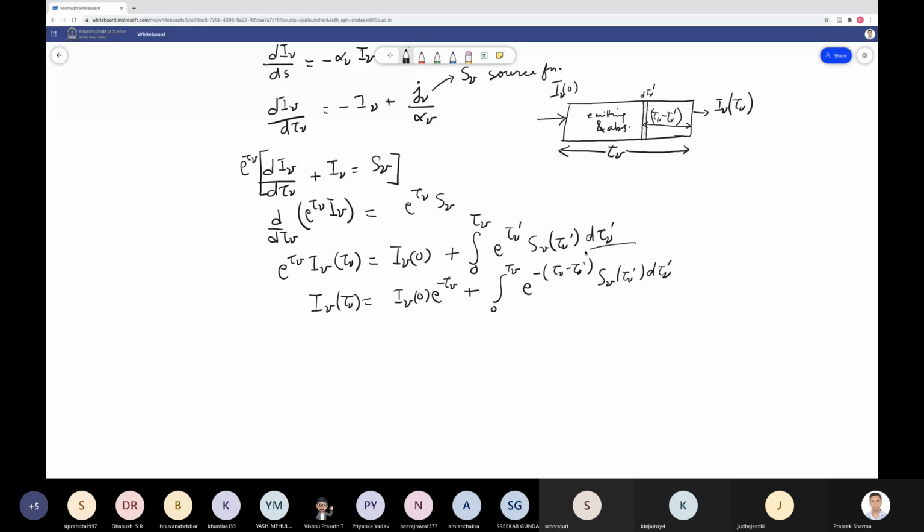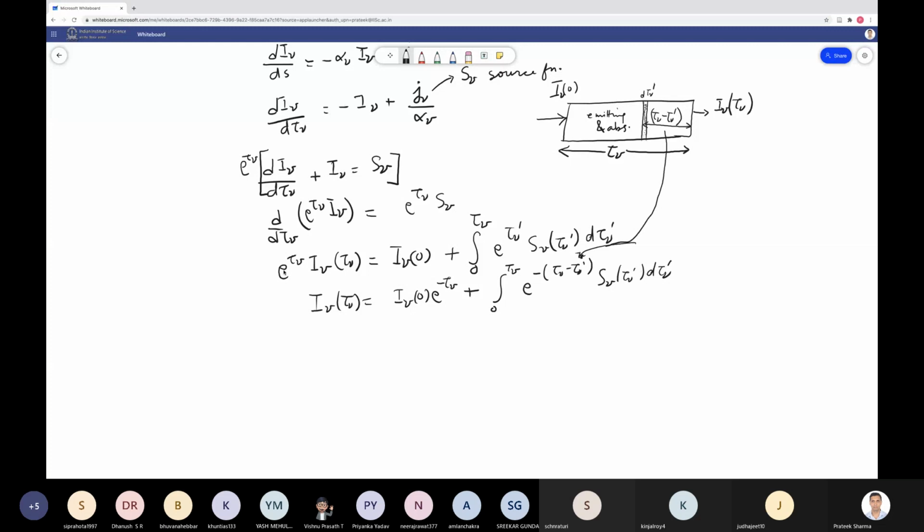This factor e to the minus (tau nu minus tau nu prime) basically shows the attenuation suffered by the radiation which is added by this small length. Okay, so the interpretation is actually quite easy. All these small elements will add S nu d tau nu prime, but they will be attenuated because of the intervening absorption due to the intervening medium.